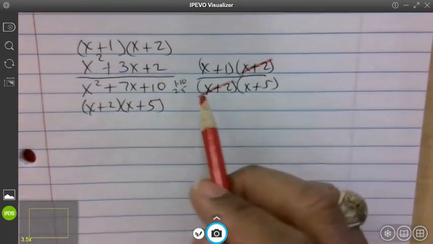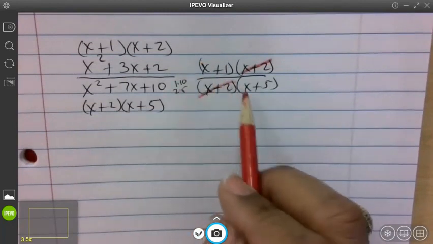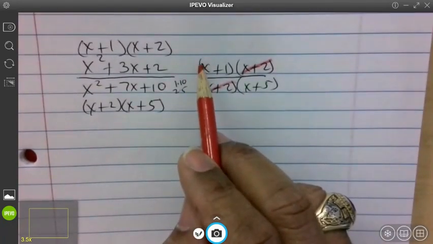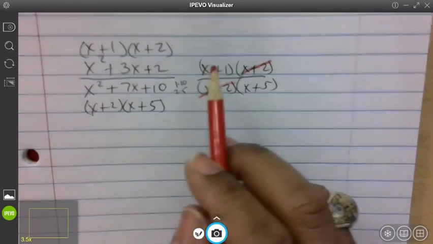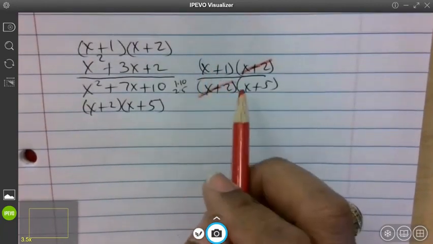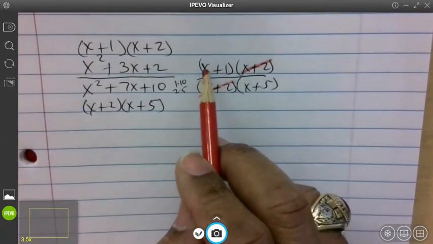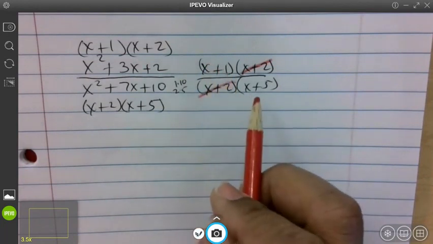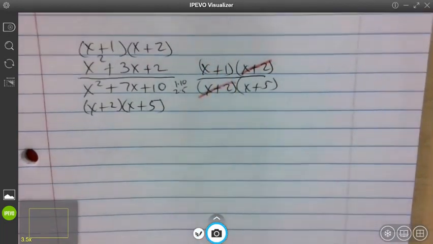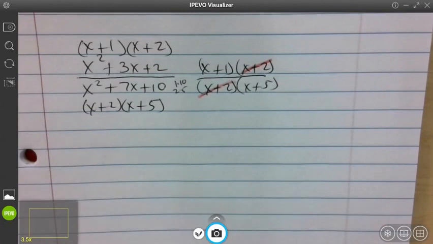Now, I know some of you are saying, well, what about these x's? I can cancel those out. No, you cannot do that because these are in parentheses. I mean, they're together. Even though it has the same variable, you cannot cancel those because the parentheses put those together, okay? So your answer is going to be whatever's left that you didn't cross out.